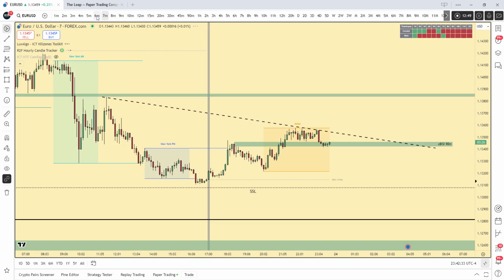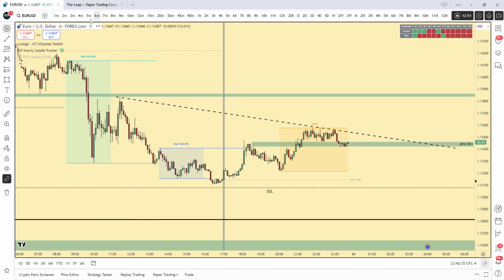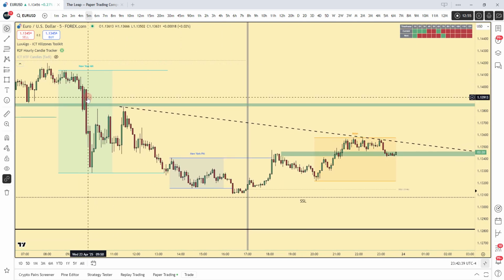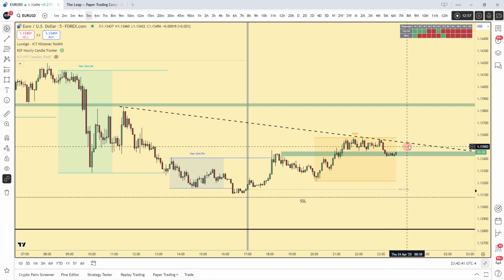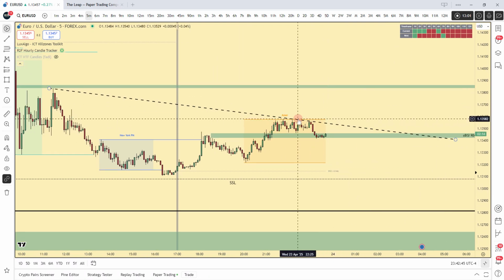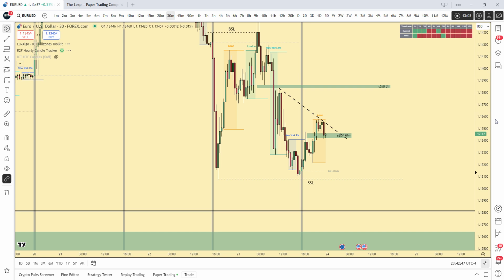Trying to look, anything look clear to me. Is it a clear order block? This looks like an order block somewhere in there. Okay. On the 5-minute, we have this order block. Could take out that high. That could be the Judas swing. We've got the liquidity here as well.